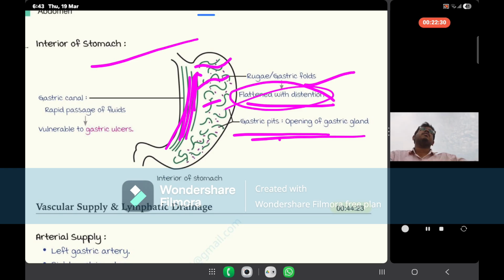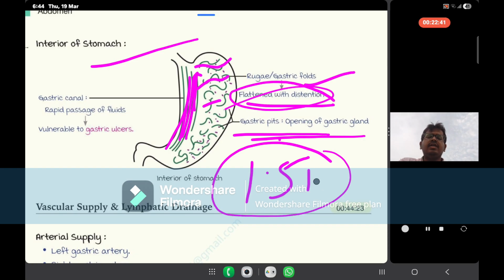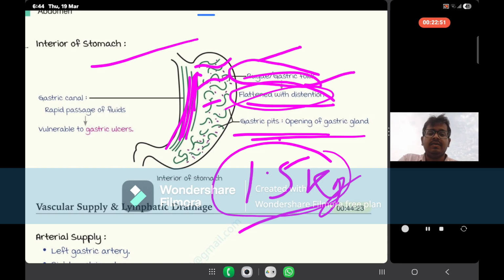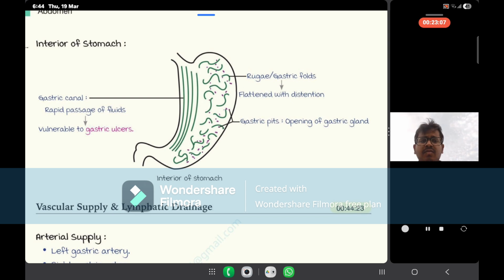You know that stomach can handle about 1.5 kg, but when we eat more and drink more water, the rugae are the main anatomical structure which is distended. That is why it is written flattened with distension. When there is more eating of food, or a gastric problem, the stomach distends, it means it extends its size.